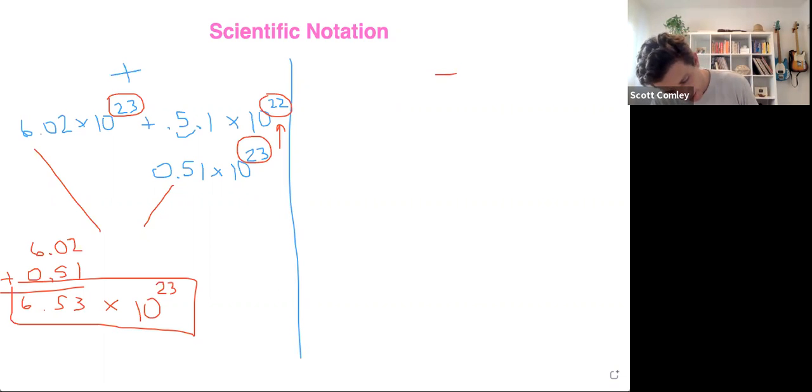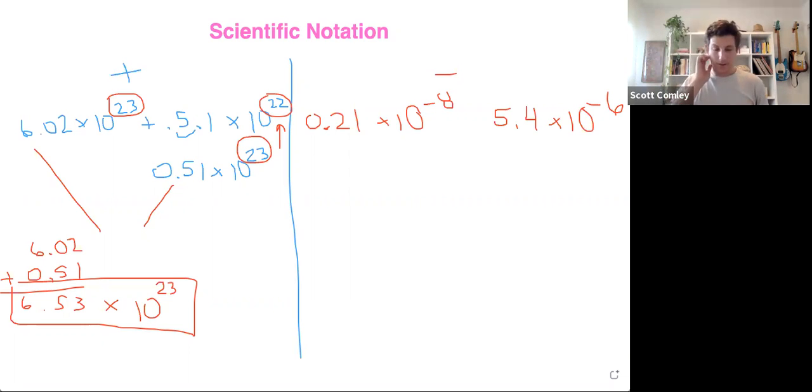So what about 0.21 times 10 to the negative 8, and then 5.4 times 10 to the negative 6? Okay, same idea. We have to choose either one. We can choose the negative 8 or the negative 6. Because they don't match, we have to switch. Let's do the negative 6 again.